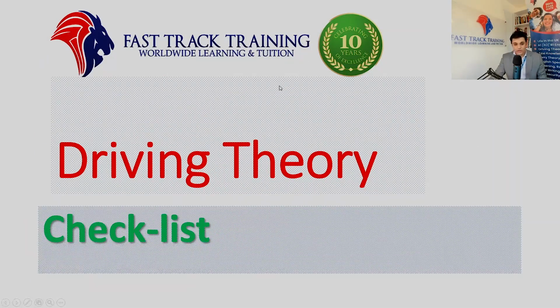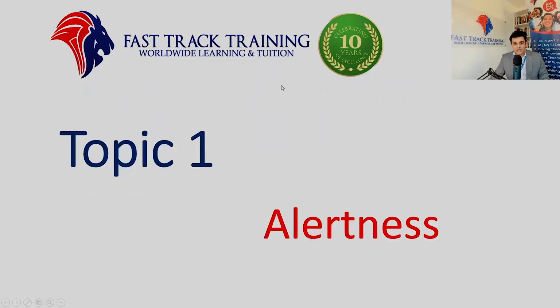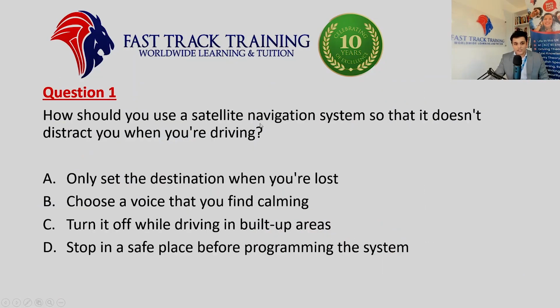Okay then, so we're here at the driving theory test checklist. This is the first topic. Topic is alertness. Let's get straight into it. Question number 1. How should you use a satellite navigation system so it doesn't distract you when you're driving? A. Only set the destination when you're lost. B. Choose a voice that you find calming. C. Turn it off while driving in built-up areas. Or D. Stop in a safe place before programming the system.